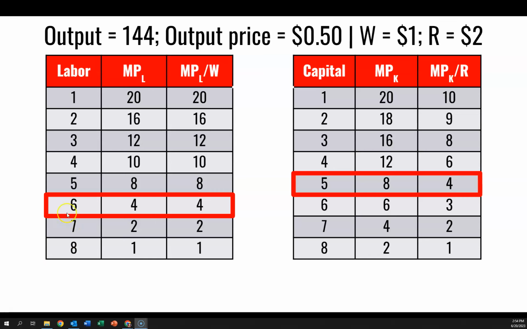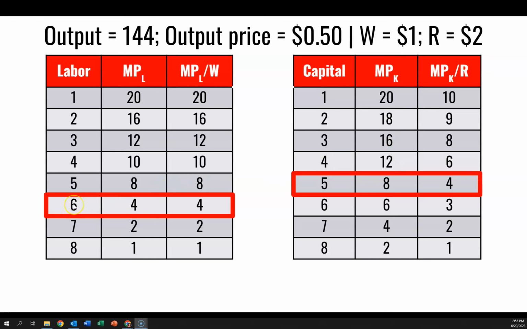Should I hire the fifth worker or the second capital? Well, 9 is bigger than 8, so I'll hire a second capital. Fifth worker or third capital, they're the same, 8 and 8. I'll go ahead and hire both. And again, I'll stop. Yes, marginal product per dollar spent is the same, but have I produced 144 items? If you add up the marginal products for the first 5 workers and the first 3 units of capital, you'll find we still don't have the total amount needed. So I'm going to continue.